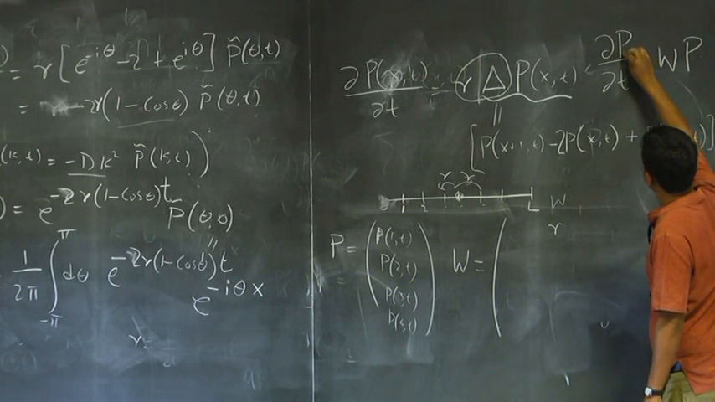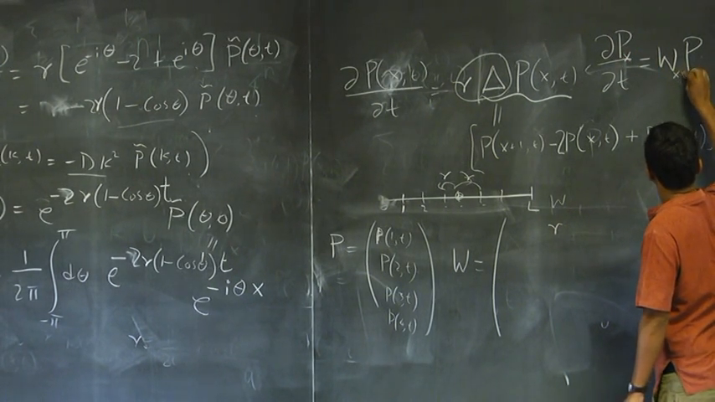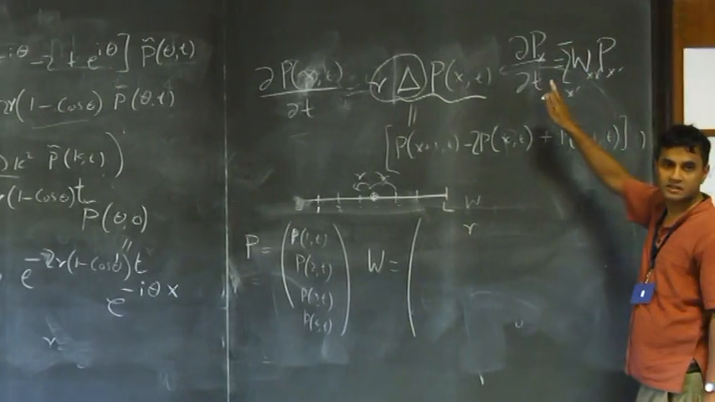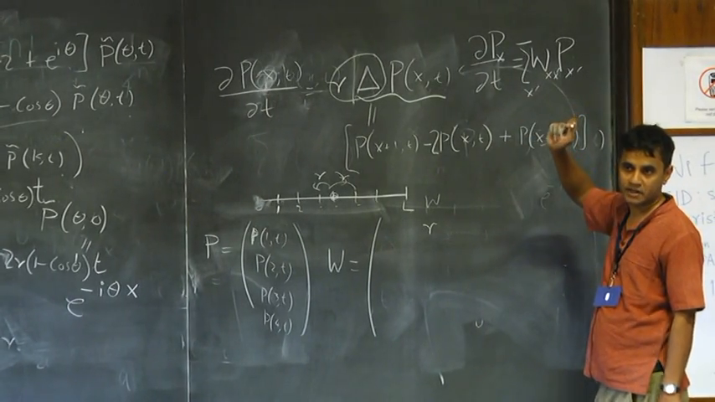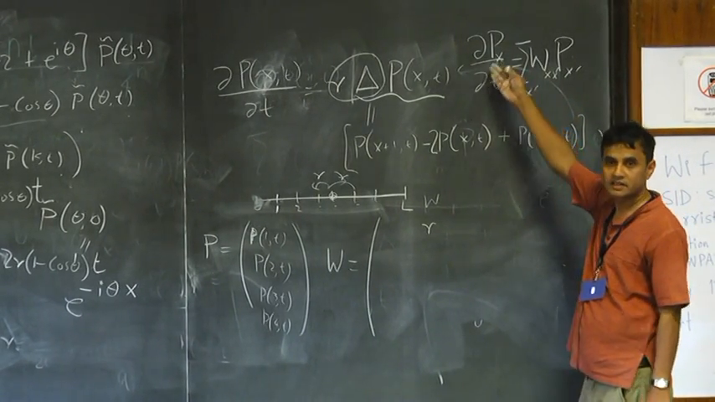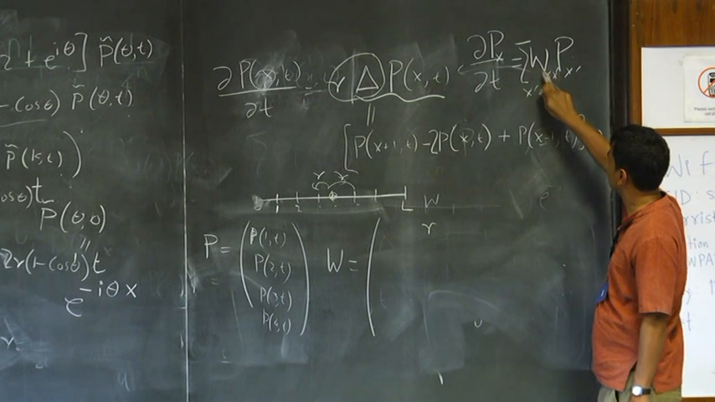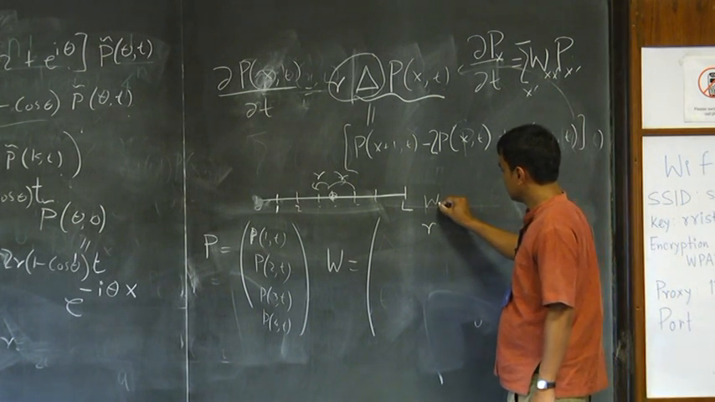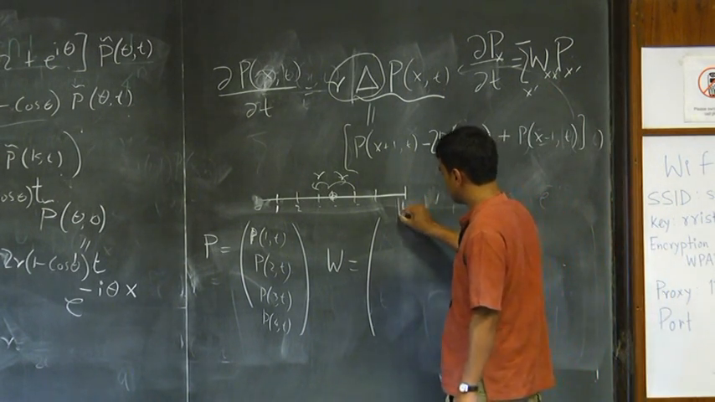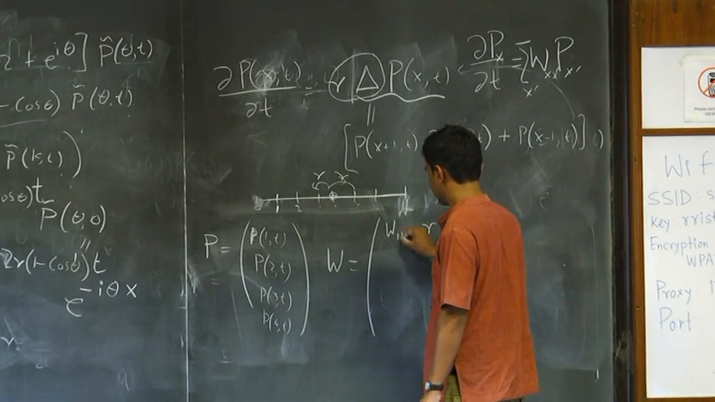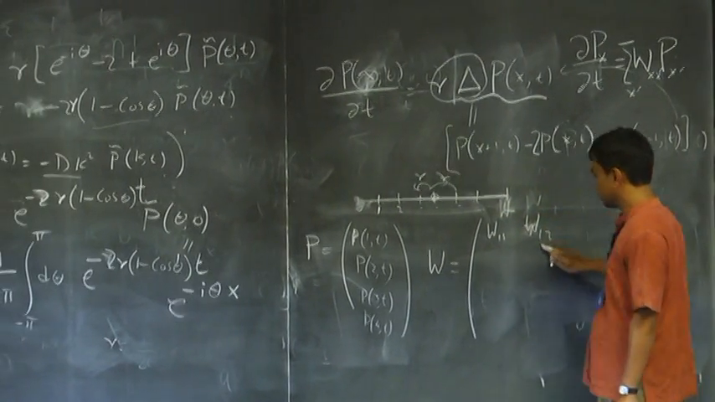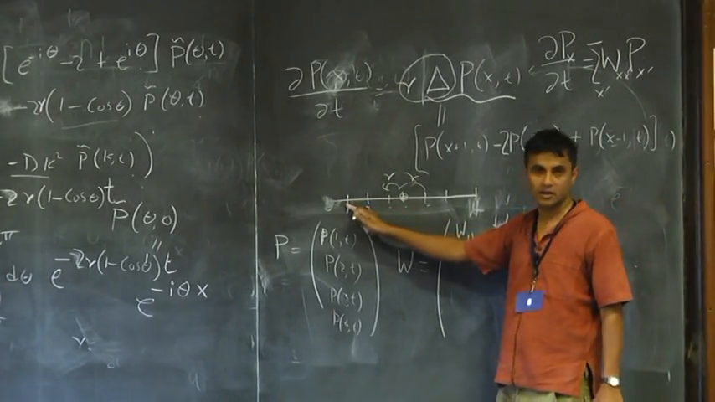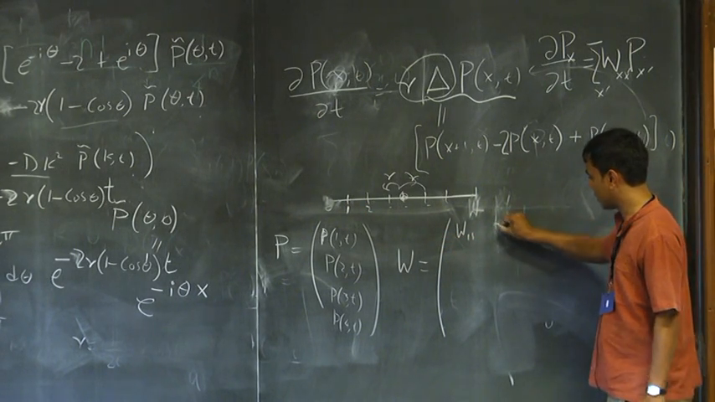So if I write it in component form, then I can write this matrix equation in this form. P_x is the xth component, and W gives the transition from x prime to x. So this is W11, this is W12. W12 is the rate of transition from 2 to 1, so this side to this side. So that is R. So this should be R.